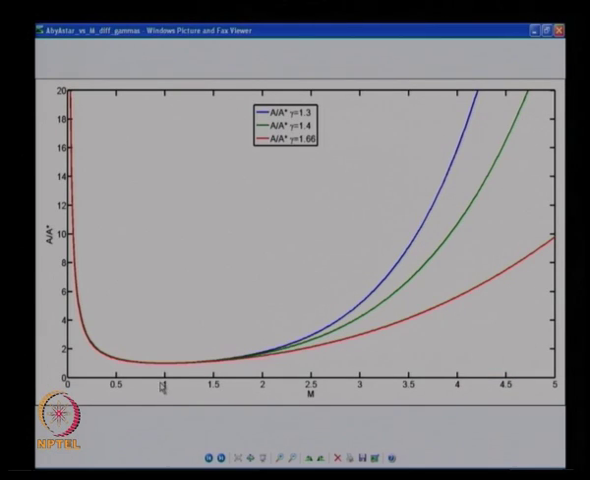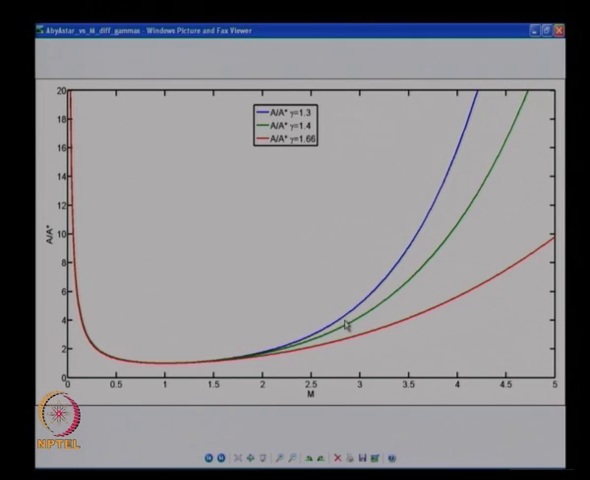If I look at A by A star as a function of Mach number, this is what we derived just now. A by A star looks like a U shaped curve with minimum at M equal to 1. At M equal to 1, A equals A star, so A by A star is 1. What we are mainly going to note from this is, for a given A by A star there is a subsonic solution and a supersonic solution.